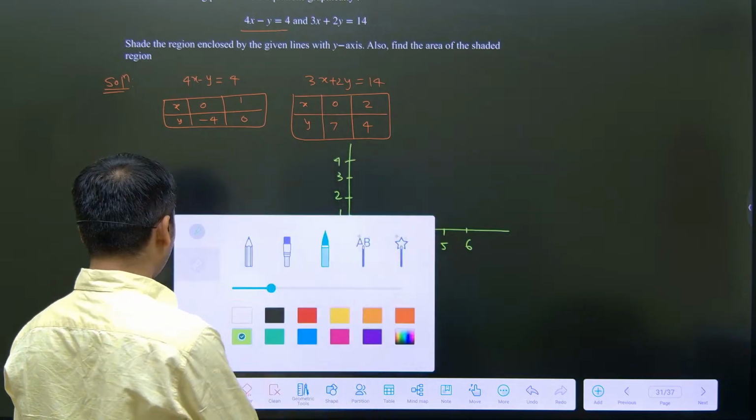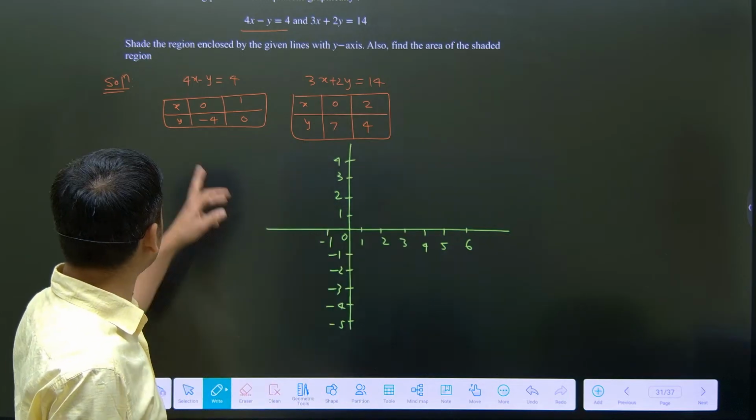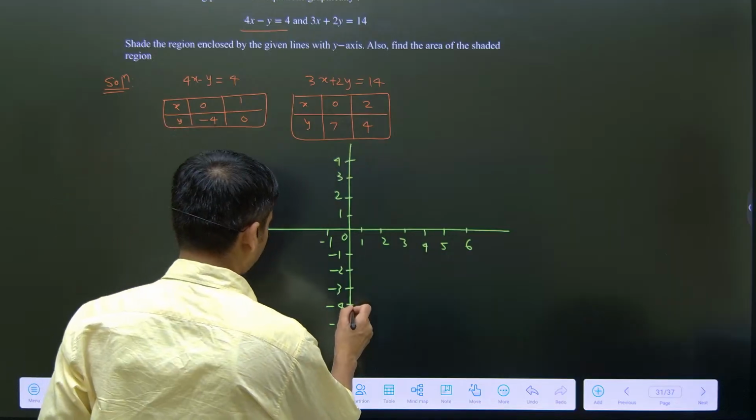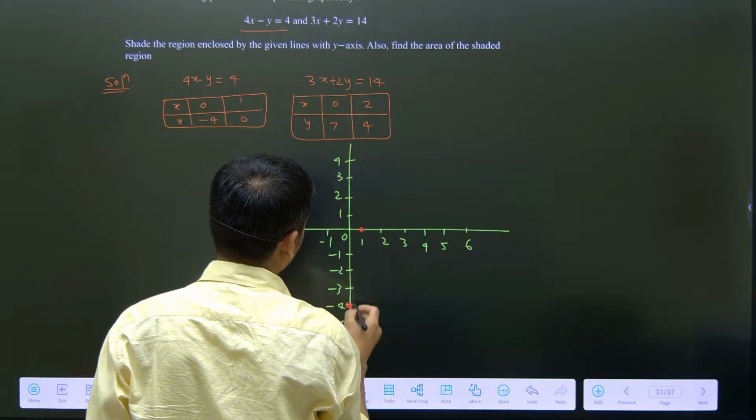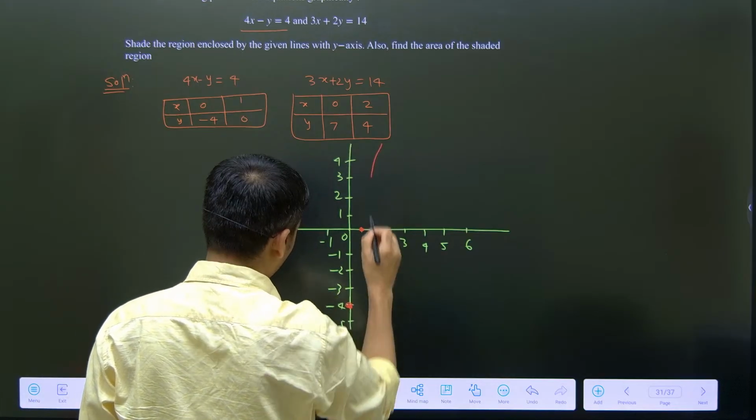Let's draw the graph of the first linear equation only, and then we'll do the second. So when x is 0, y is -4. That means this is the point. When x is 1, y is 0, right? So this is another point. And now with the help of a scale, draw the graph.